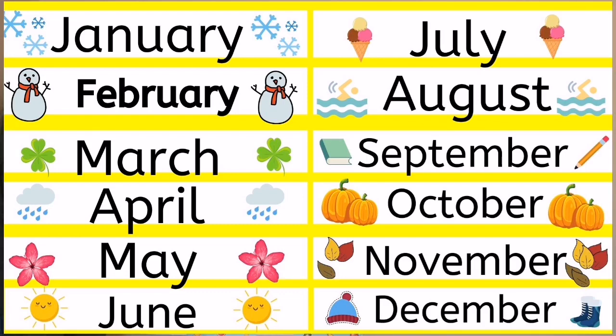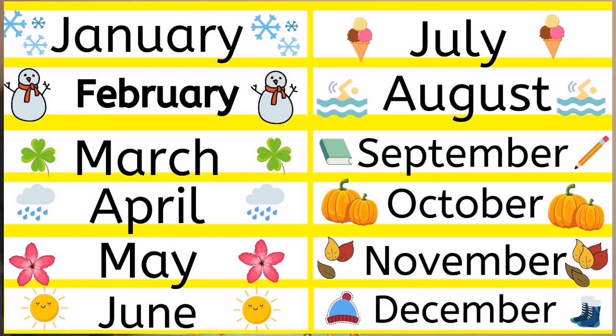January, February, March, April, May, June, July, and August, September, October, November, December. These are the months of the year.